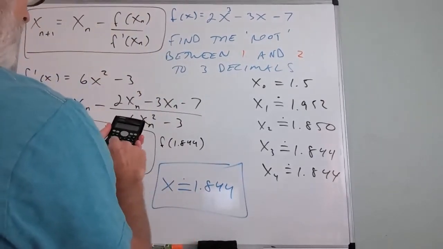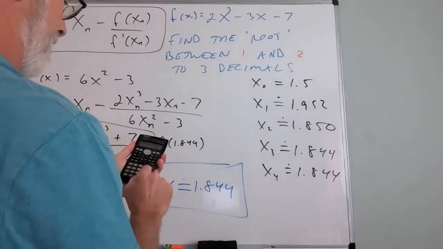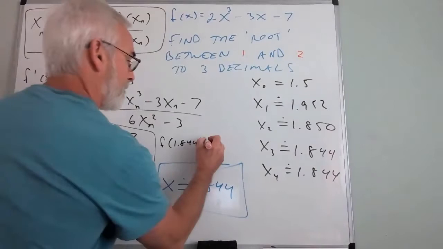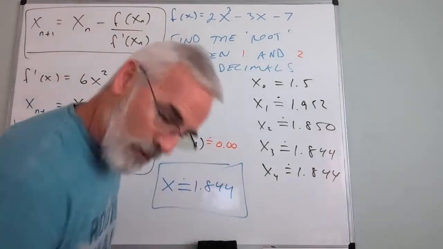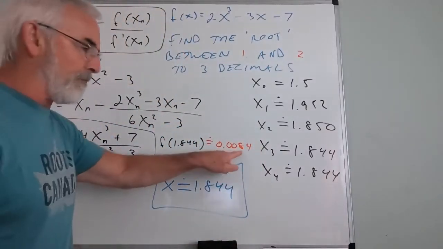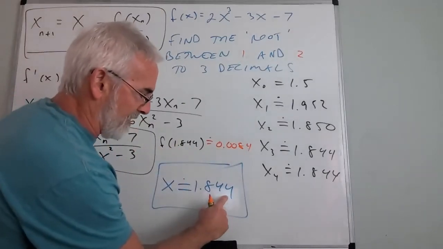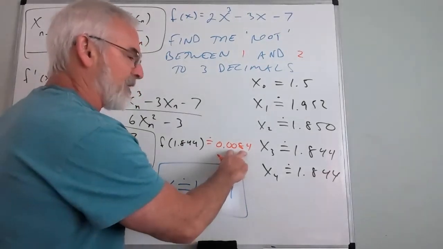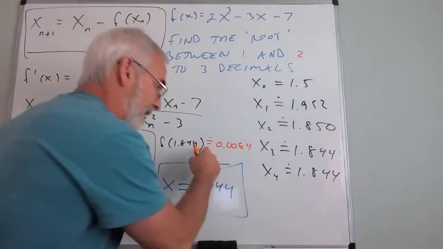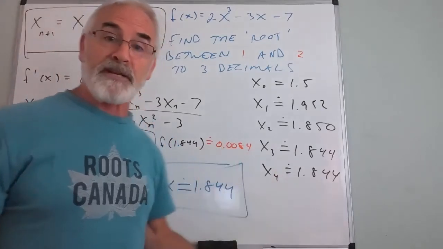So 2 times 1.844 cubed minus 3 times 1.844 minus 7. When I do that on my calculator, it says it's approximately 0.0084. That's not equal to 0, but it's pretty darn small. If I went up or down 1 digit from the 4, this value would be a little further from 0. There is no 3 decimal place number that will get me closer to 0. The fact that that's so close to 0 tells me I'm pretty comfortable with that answer.